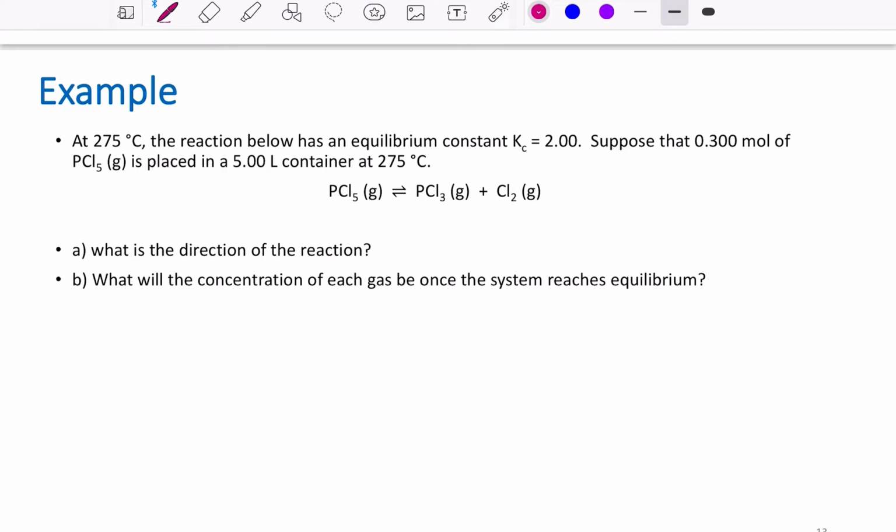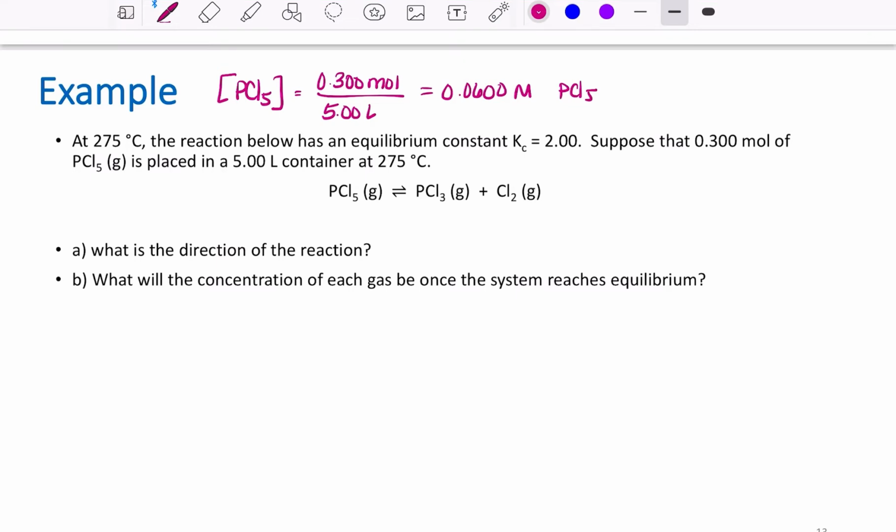First thing I need to do is figure out what is the concentration of PCl5 I have. I know that I have 0.3 moles, and I have a 5-liter container. So the concentration here, 0.0600 molar PCl5.